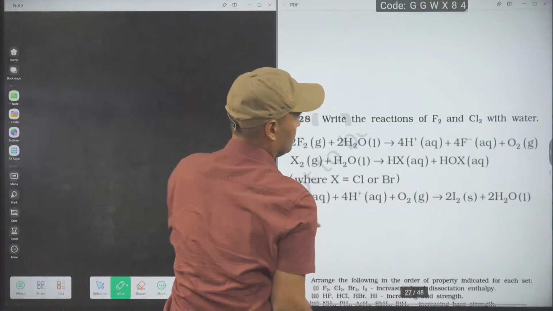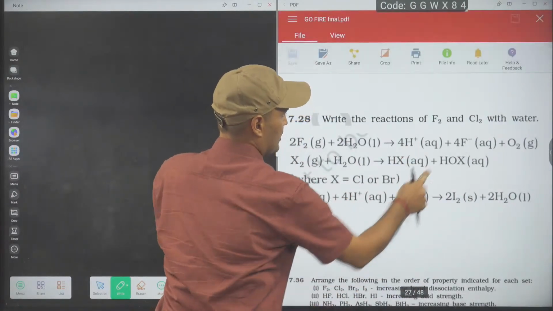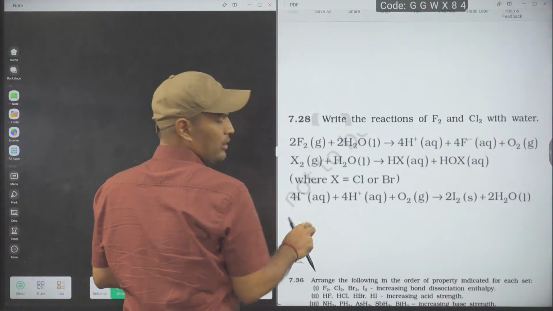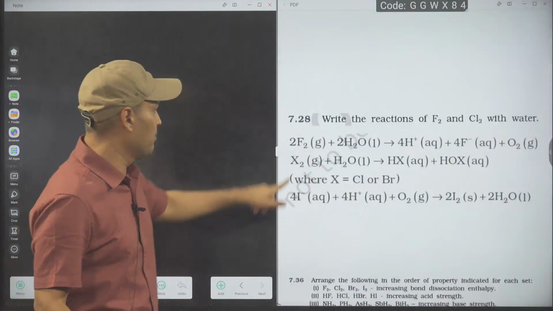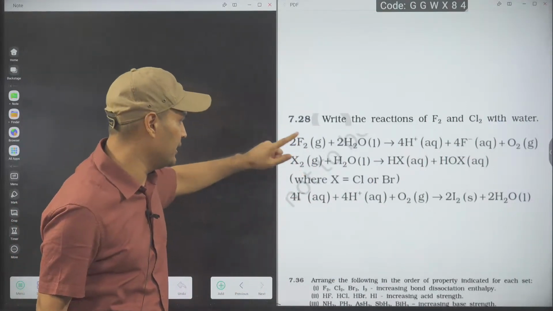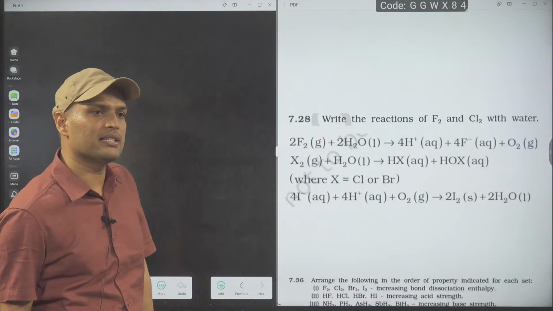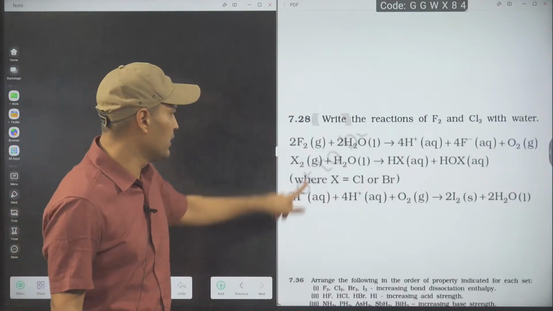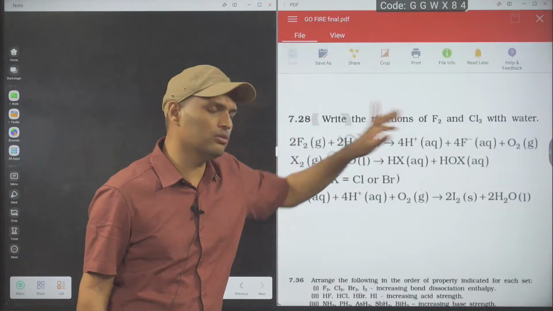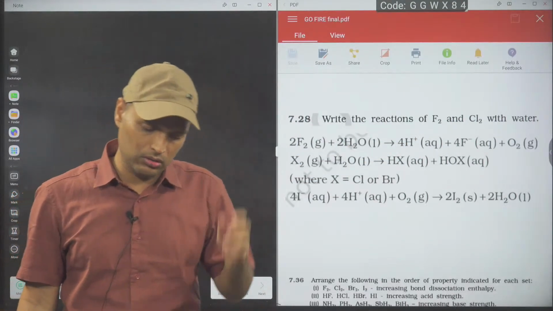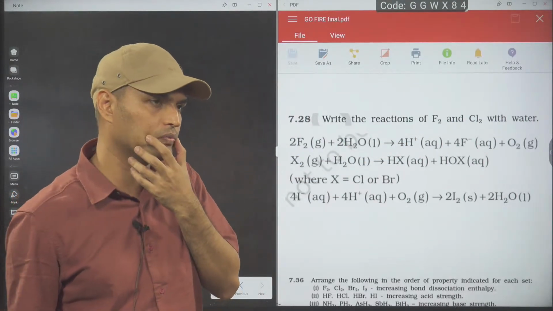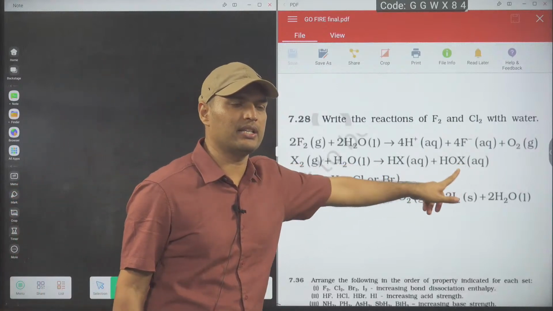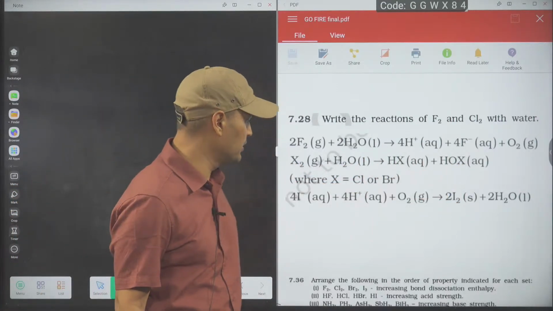O2, H plus, F minus, I minus. Fluorine, iodine, reverse reaction, because fluorine is an oxidizing agent and I minus is a reducing agent. Explanation leave, you just see fluorine, water, O2. Chlorine, bromine, HX, HOX. Clear?